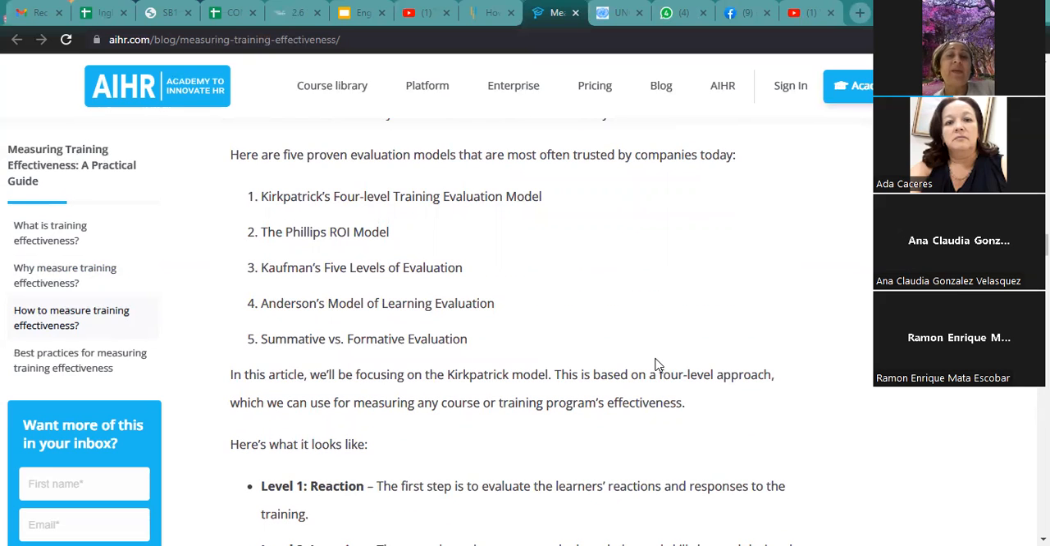Number one, Kirkpatrick's four level training evaluation model, the Phillips ROI model, Kaufman's five levels of evaluation, Anderson's model of learning evaluation, summative versus formative evaluation. That is it.